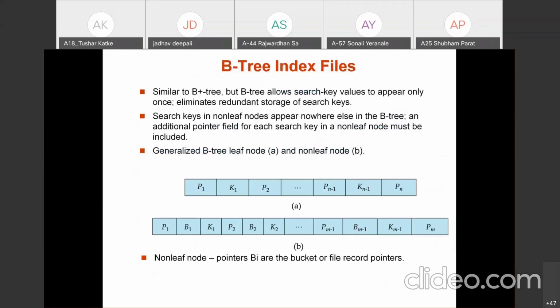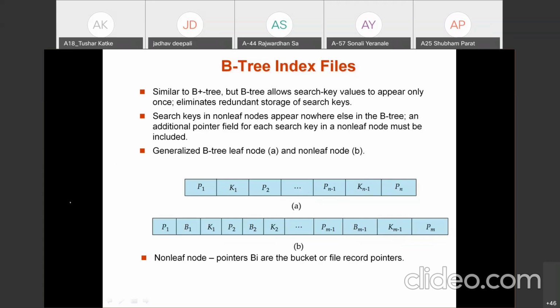So B plus tree uses redundant storage of search keys, while B tree allows the search key value to appear only once, eliminating the redundant storage of search keys. If a search key is in a non-leaf node, it appears nowhere else in the B tree. But here we need an additional pointer, that is the bucket pointer.